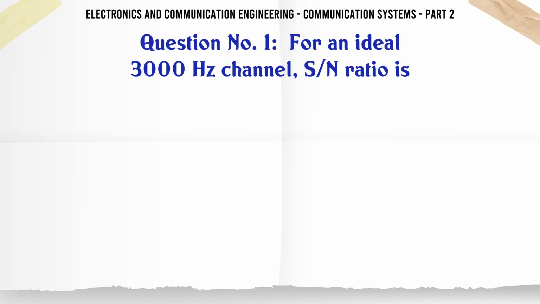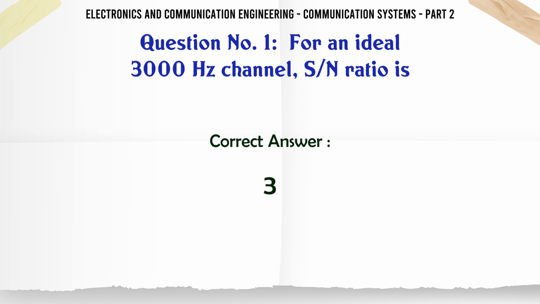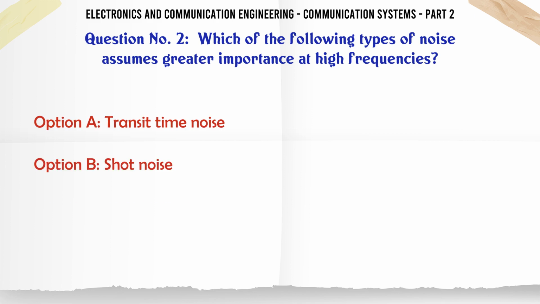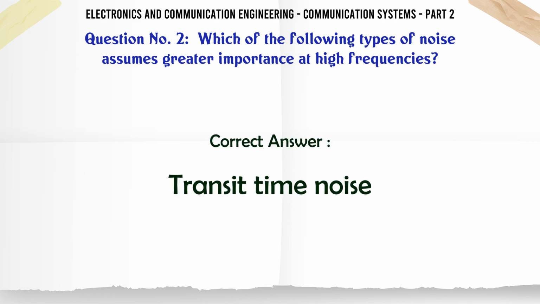For an ideal 3000 Hz channel, the SN ratio is: A. 3, B. 1.5, C. 4, D. 2. The correct answer is 3. Which of the following types of noise assumes greater importance at high frequencies? A. Transit time noise, B. Shot noise, C. Impulse noise, D. Random noise. The correct answer is transit time noise.